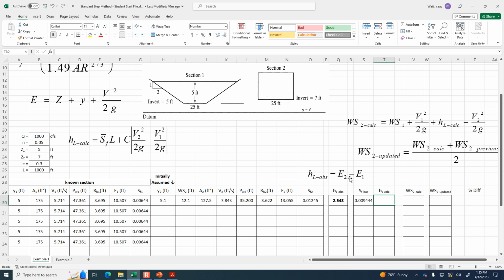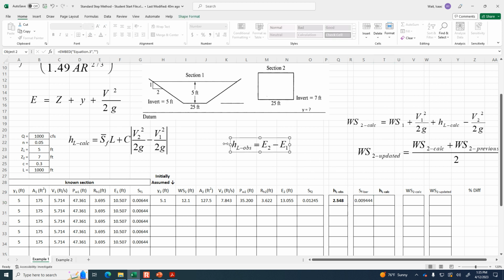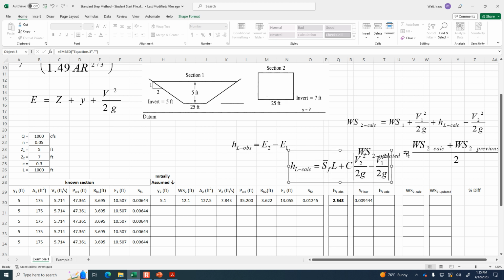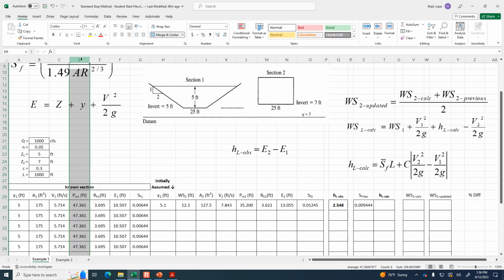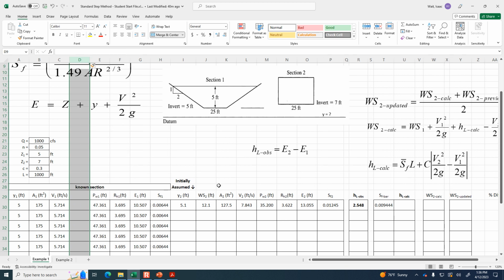Okay, so now we've got the observed head loss. Let's try and calculate the calculated head loss, H sub L calculated. Makes me wish that I'd added a special column just for the velocity head, because then we could just click on the column of velocity head. I guess I might as well. Let's modify this. Let's create a velocity head column for both 1 and 2. So I'm putting it next here to the velocity.